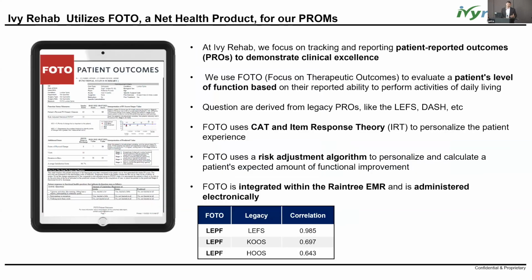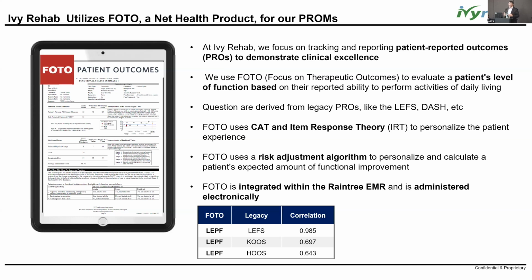Now, the tool that we use is called FOTO. It stands for Focus on Therapeutic Outcomes. It's just one of many that are out there, one that we adopted several years ago. There are other tools out there, other organizations that leverage PROMs measures, such as LeaRRn. That's another common company that's leveraging computer adaptive testing.